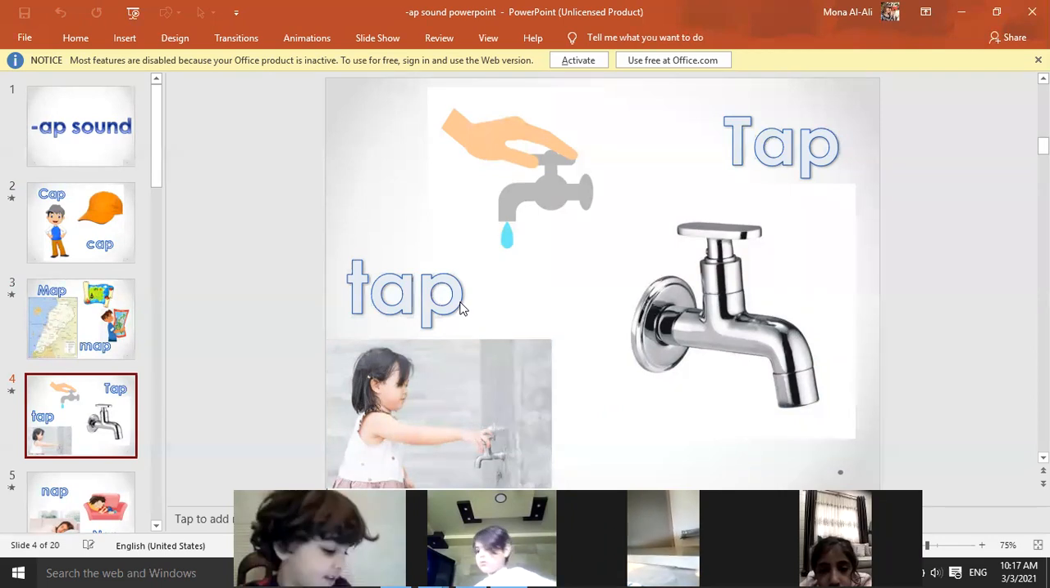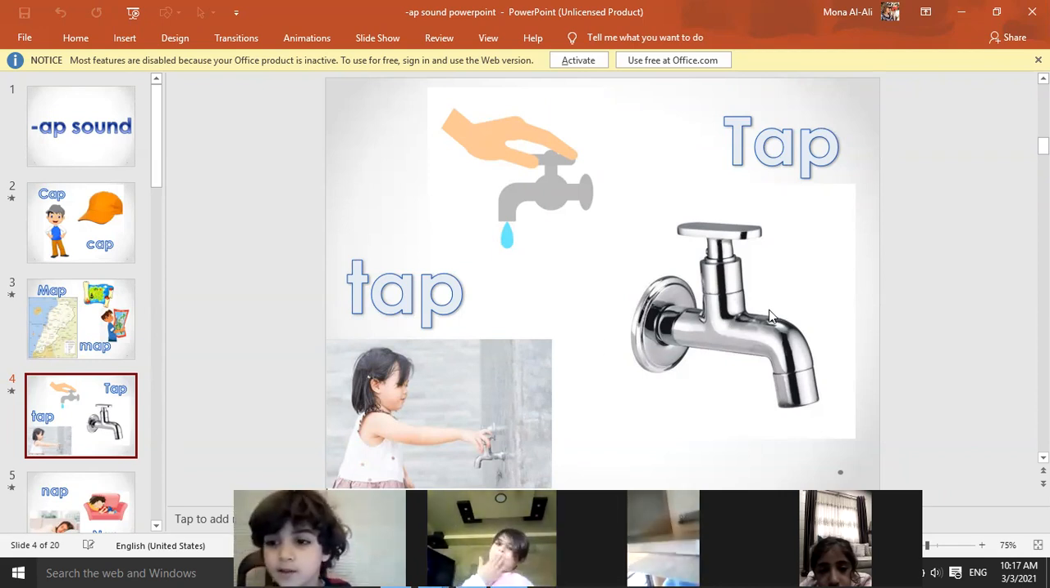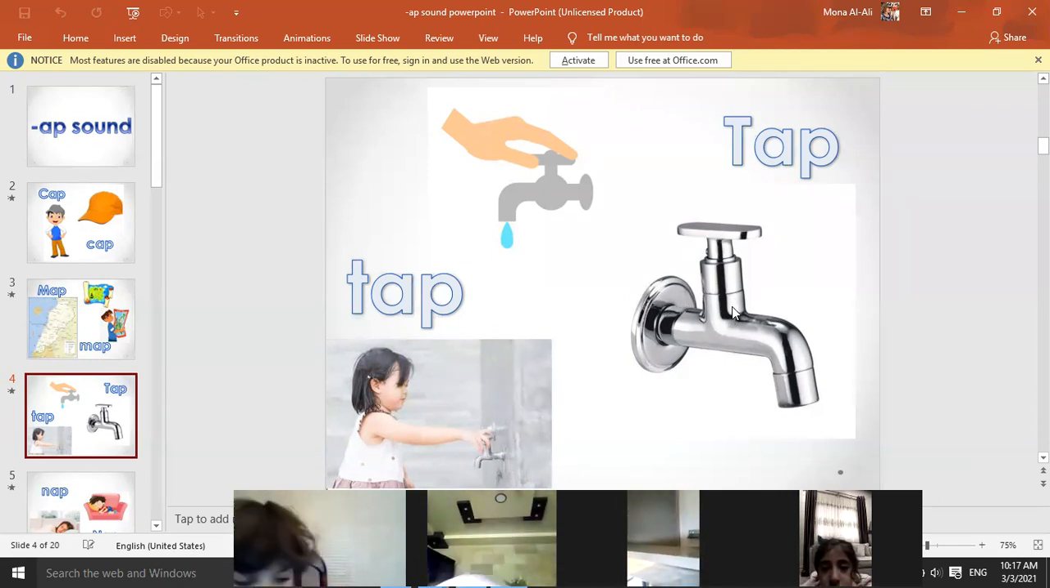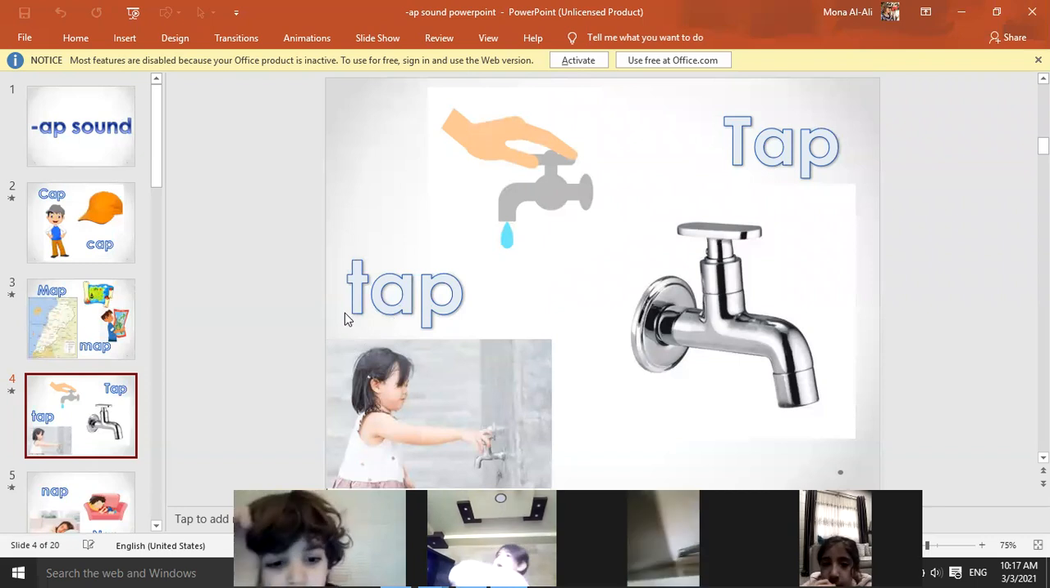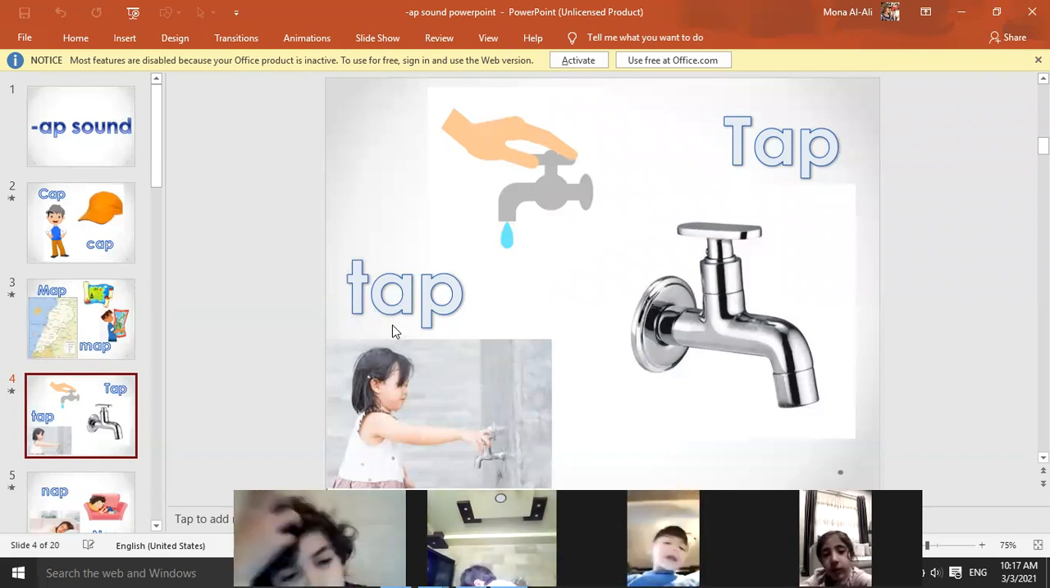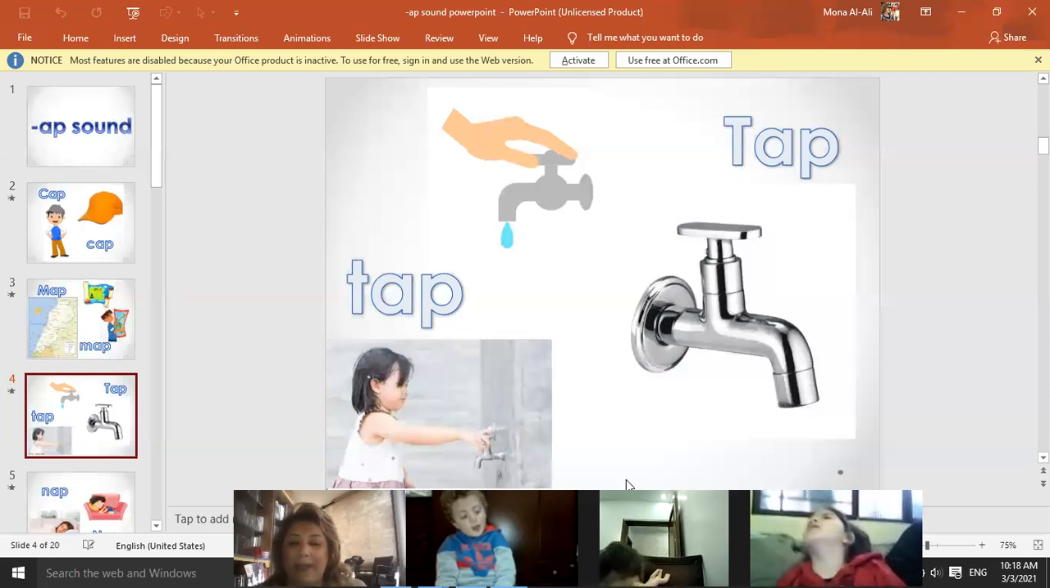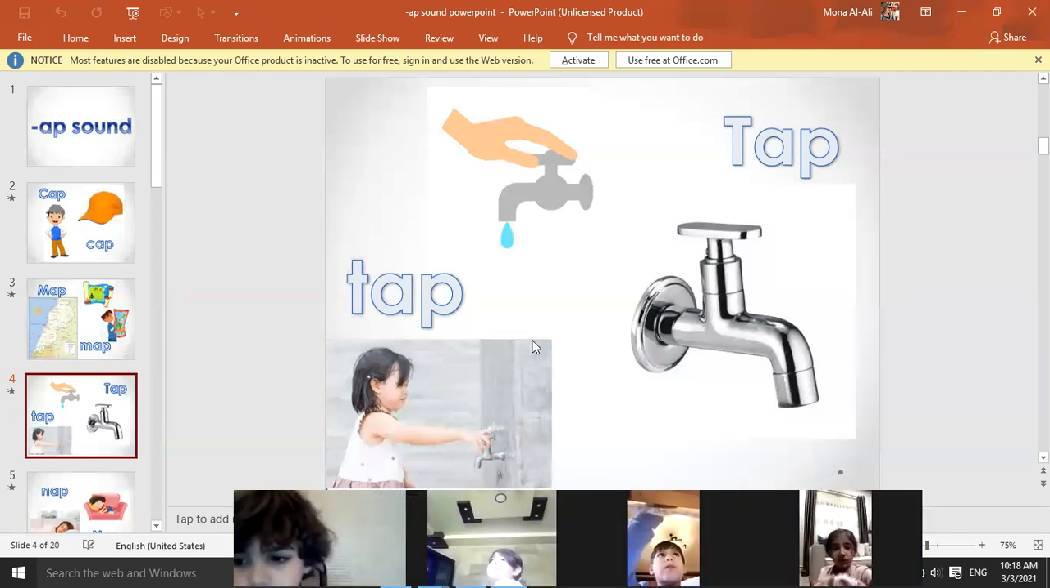Okay, Muhammad, what is this picture? Do you know what is this? You don't know. This is the tap. When we want to wash our hands, we open the tap, we put soap and we wash our hands. We can write the word tap with capital letter T or a small letter T. And the sound of the letter T is T, T, T. And this sound is up. Tap. Muhammad Abdullah, repeat after me. Tap. Bravo. Thank you, Muhammad Abdullah.